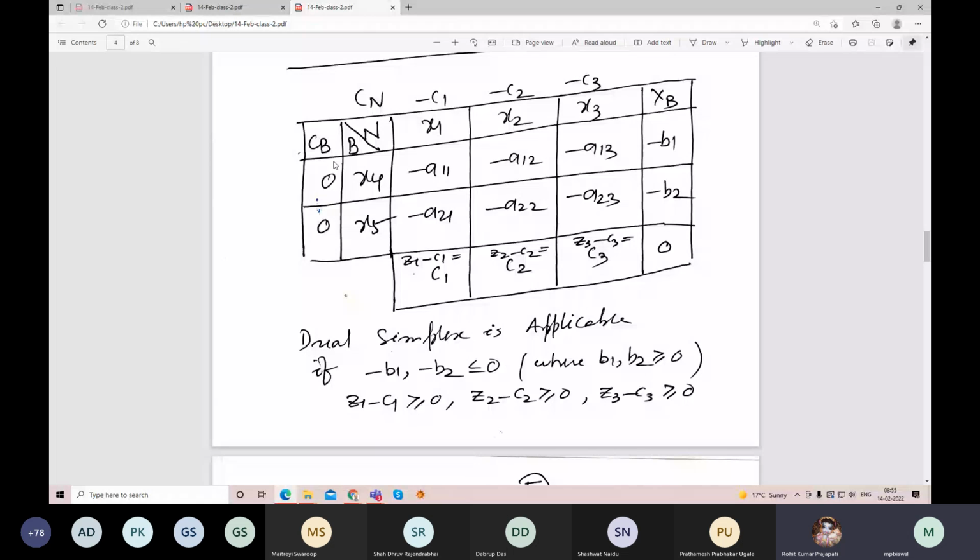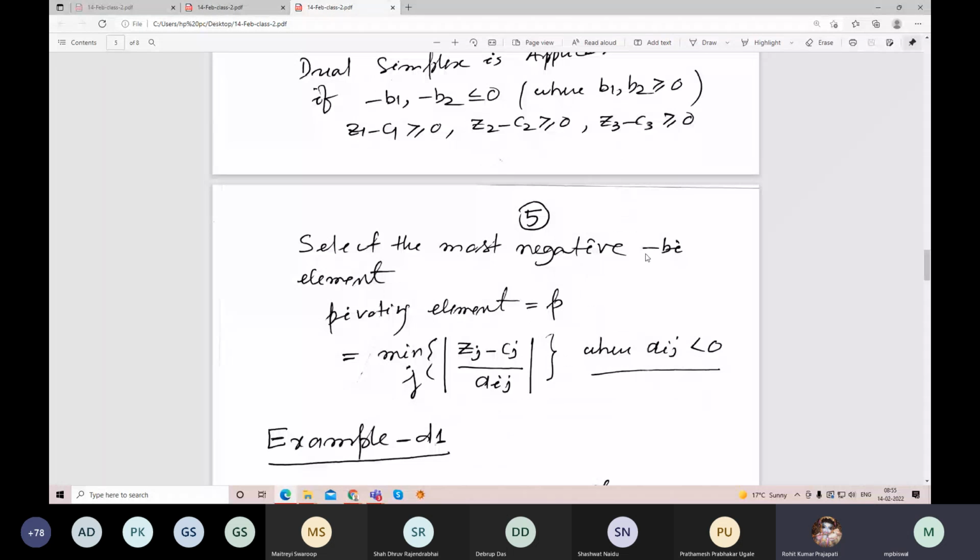Further, once the departing variable is selected, then which one is the entering variable? Either X1 or X2, X3. So we will calculate in this manner. Minimum ratio: select the most negative minus Bi element. The pivoting element, how to calculate here?